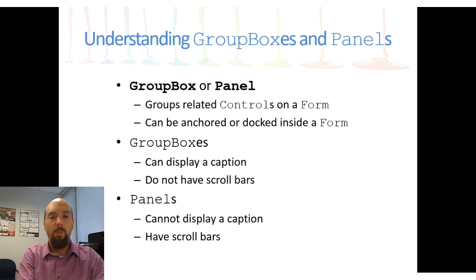Then we have what are called panels. Now the difference between a panel and a group box is that our panel is not going to display a caption, but it can have scroll bars. Okay, so where am I going to use a panel? Well, we use a panel for things like when I want to put a bunch of buttons across the top of my form, or if I want to put some link text across the bottom and I want them evenly spaced. I'm going to use a panel for something like that.